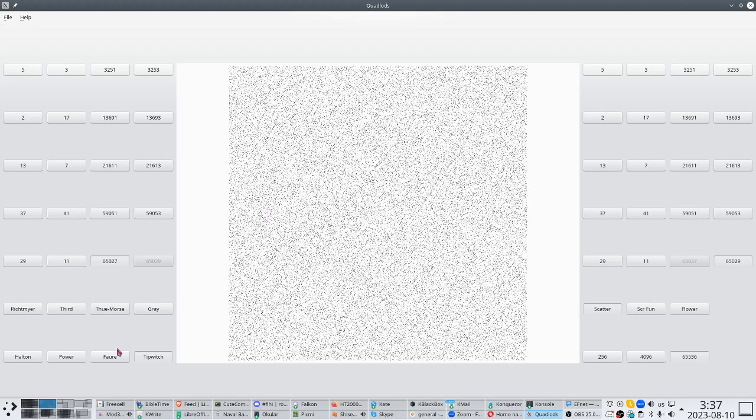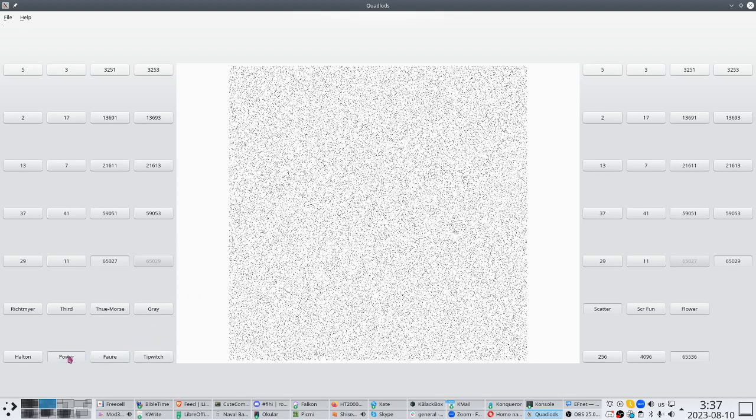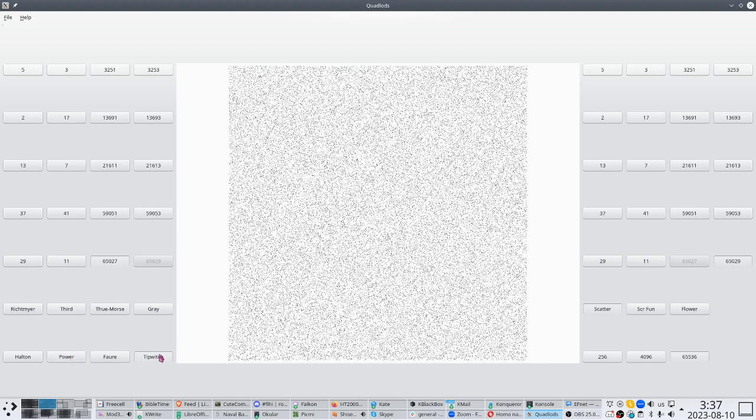So here is Tipwich, here is power. Now you've seen that low discrepancy sequences are connected to several other areas of math, and you've seen some of the scrambling methods.